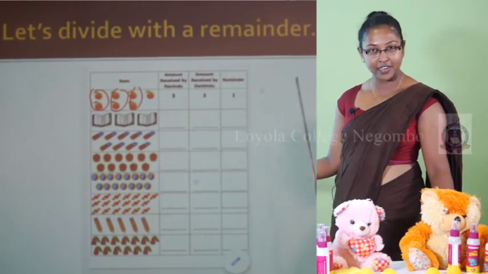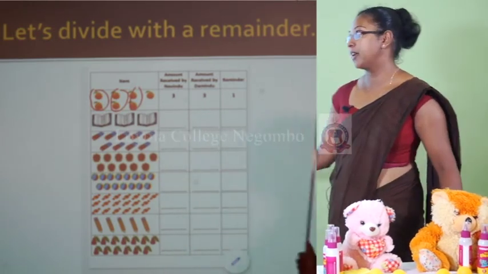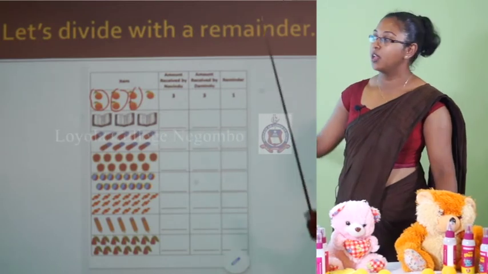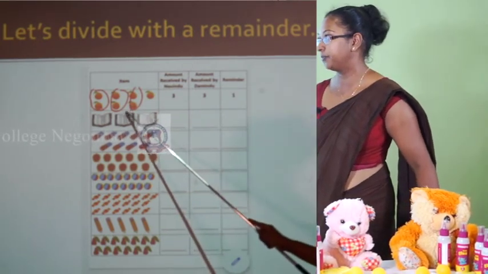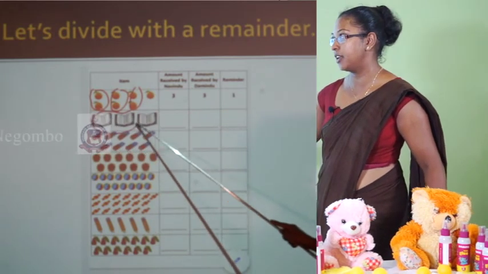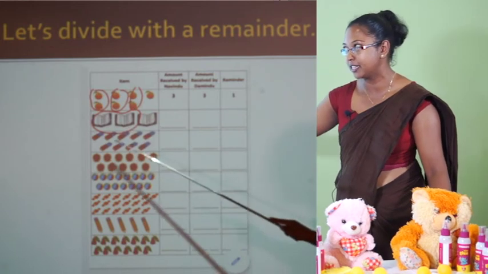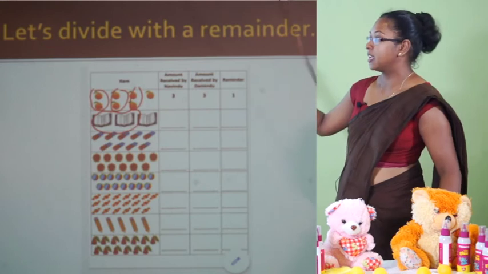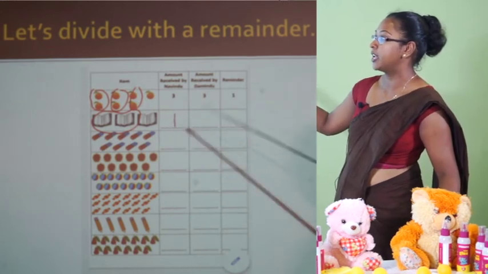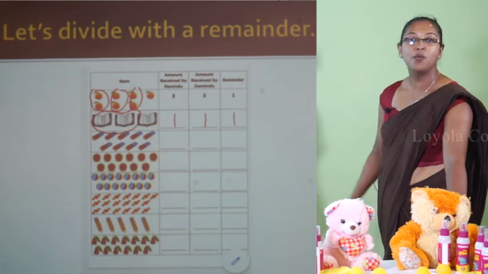Okay, it's very easy. Now let's see how to divide 2 books among Navindu and Damindu. Okay, you have to pair them. Let's do. 2 books divided into 2. My goodness. So how many each one get? How many pairs are there? 1. And there's a remainder 1. So let's write the answer. Navindu gets 1, Damindu gets 1, and there's a remainder 1.